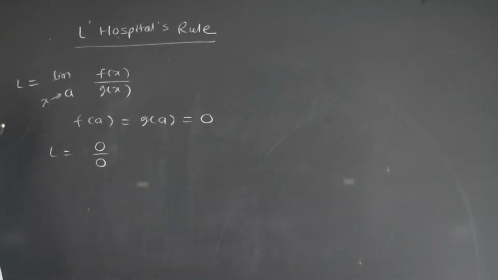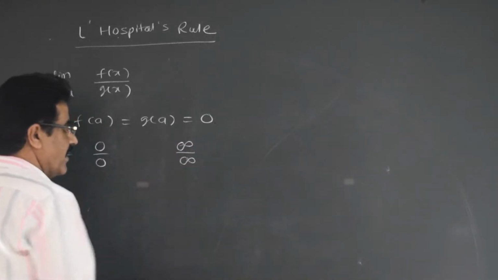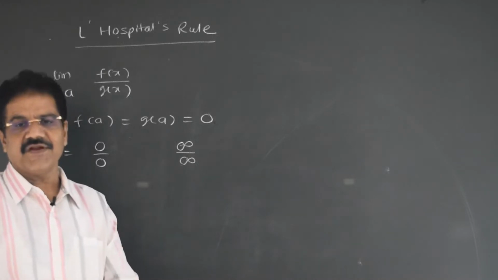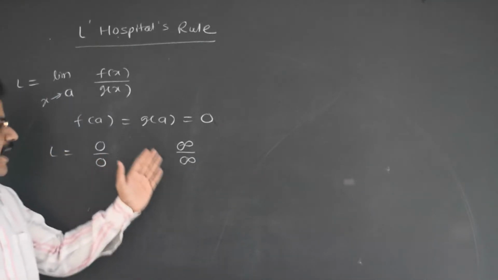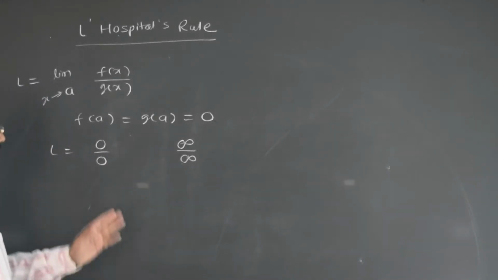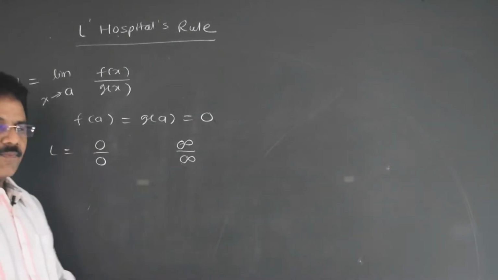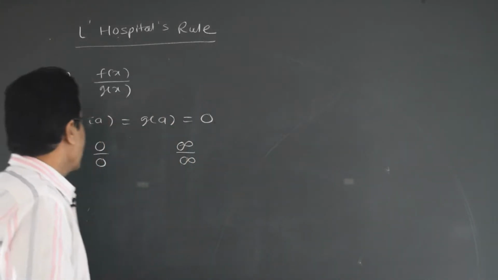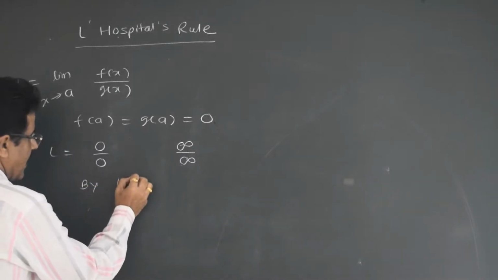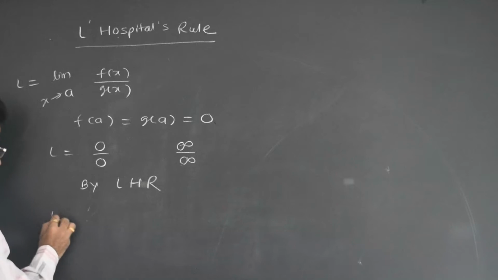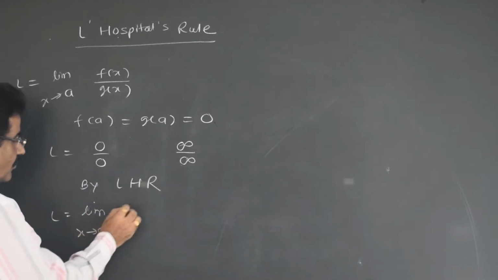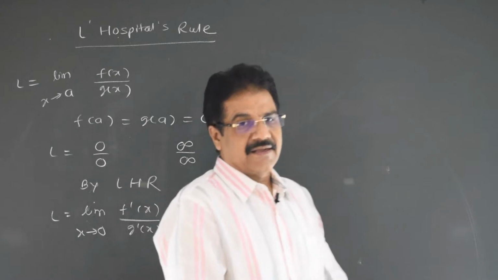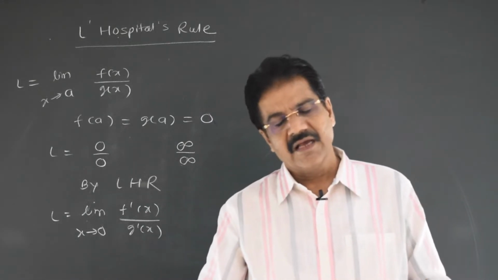Now if I take infinity upon infinity, in certain cases when you talk about the limits at infinity, you may get the value of L as infinity upon infinity. Actually 0 upon 0 and infinity upon infinity are equivalent. So whenever the limit is in the form of 0 upon 0 or infinity upon infinity, then only we can apply this L'Hospital's rule. And what do we mean by this rule? Here by L'Hospital's rule, we can write down the value of the limit as limits as x tends to a, f dash of x upon g dash of x. Means in short, we are going to take the derivative of the numerator and the derivative of the denominator separately.